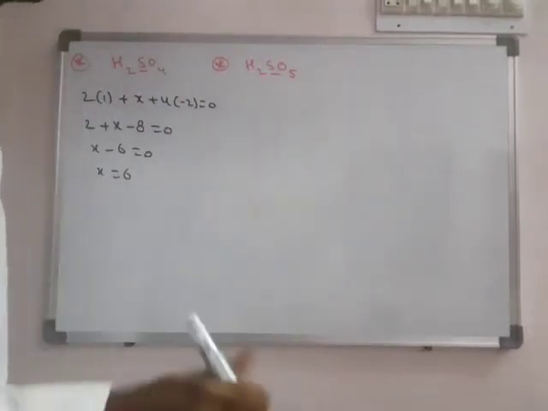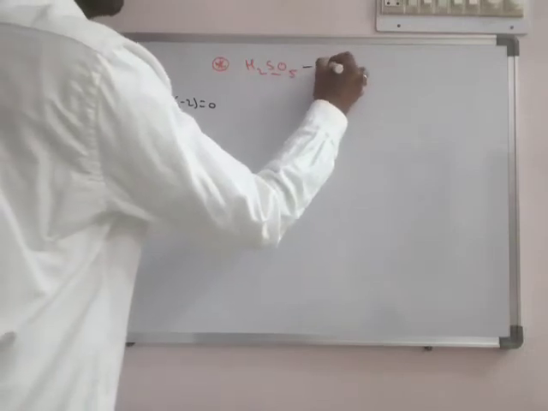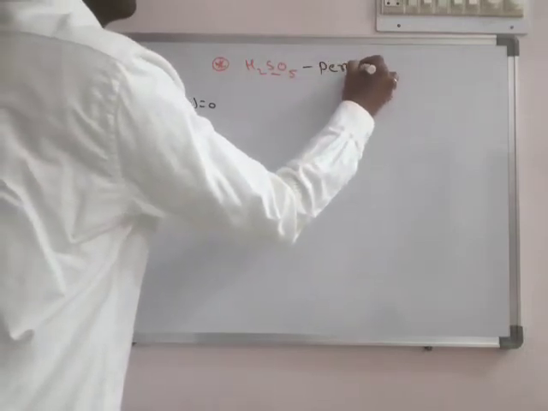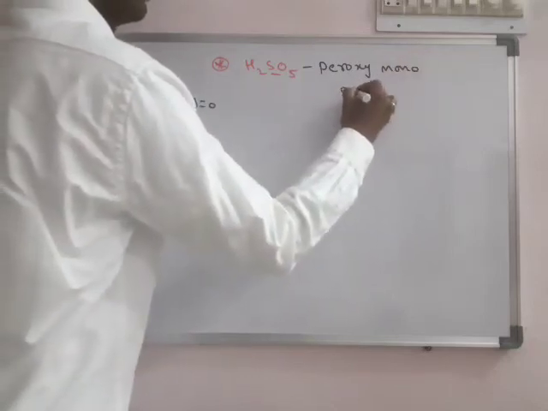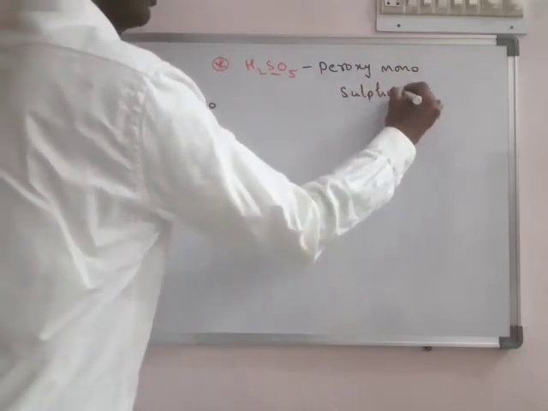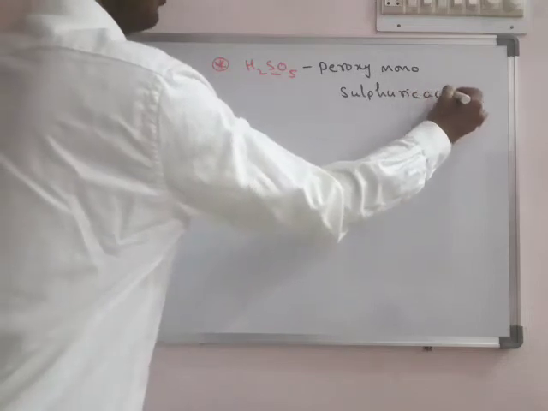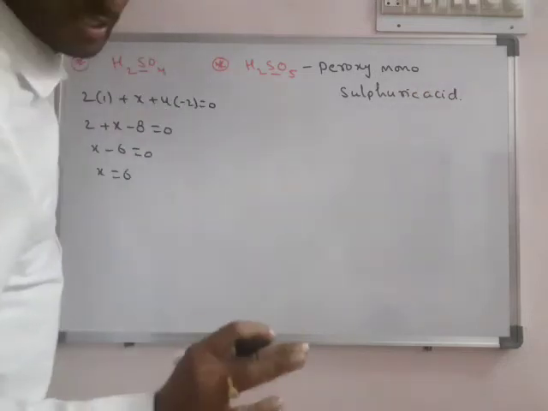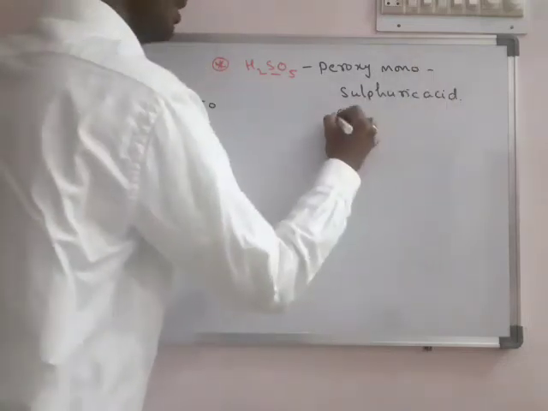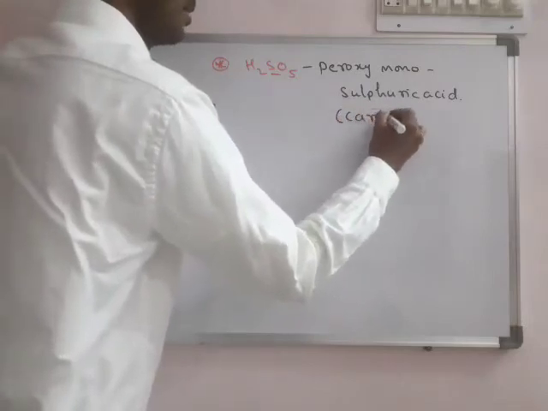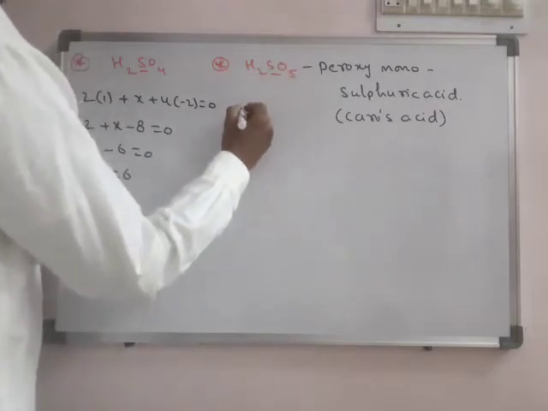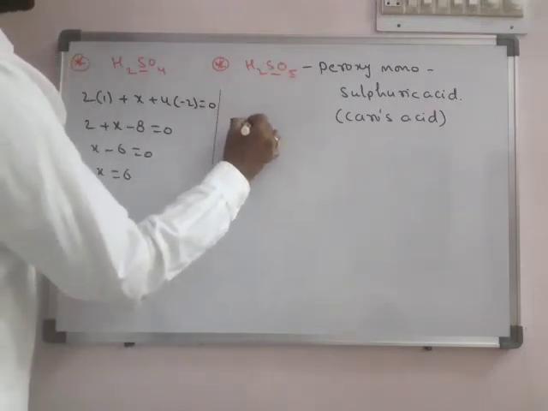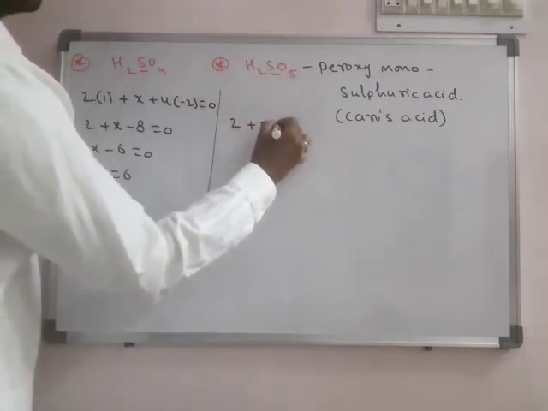So what is the difference? Actually its name is peroxymonosulfuric acid. Peroxymonosulfuric acid is also known as Caro's acid. So find out sulfur: 2 + x.